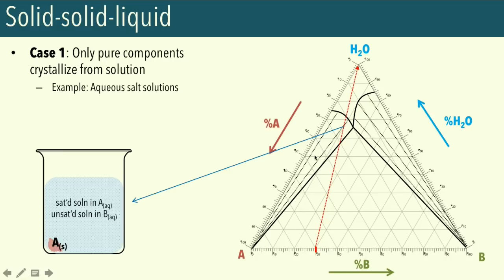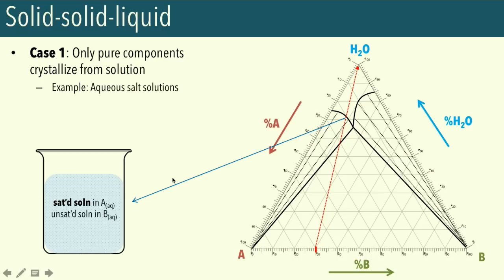Note that since we're still within this region here, we still have solid A. Once, however, we hit this line over here, we just hit the saturation line of A. So our solution is, again, still unsaturated in B, but it is still saturated in A. So you still might see some traces of solid in equilibrium with the saturated solution in A.